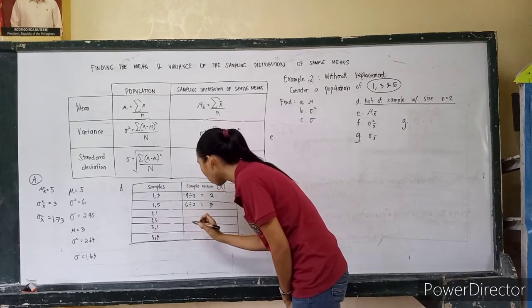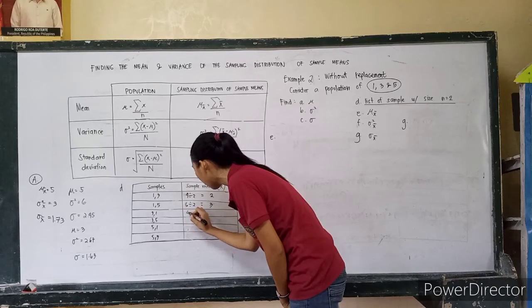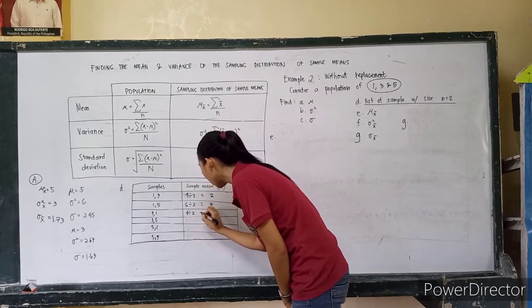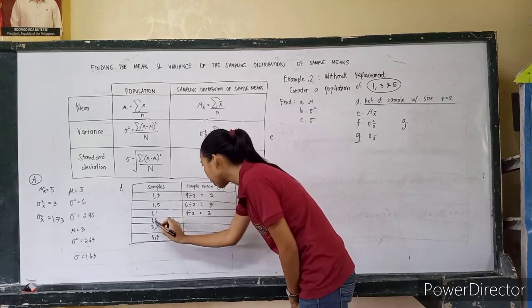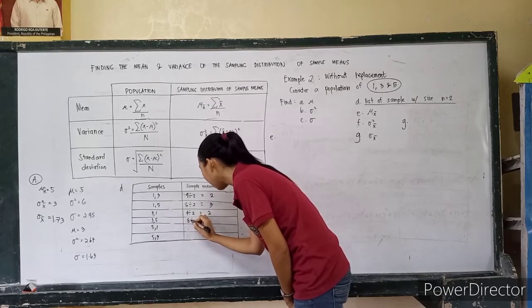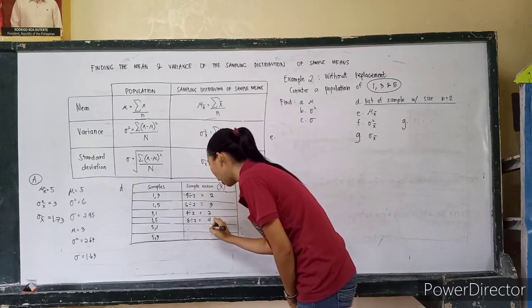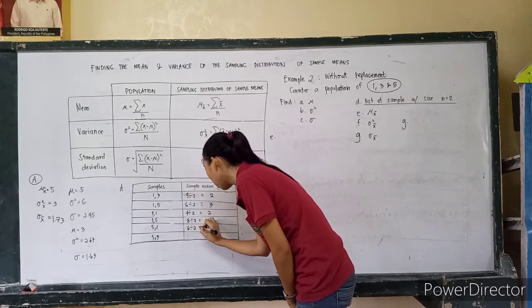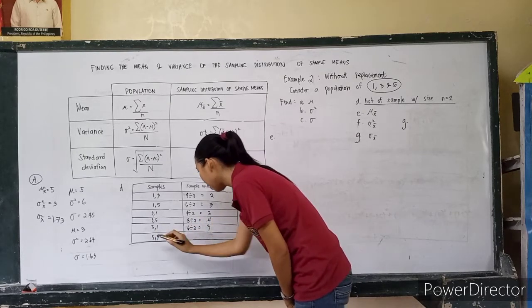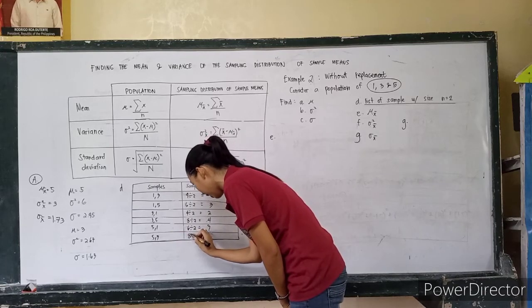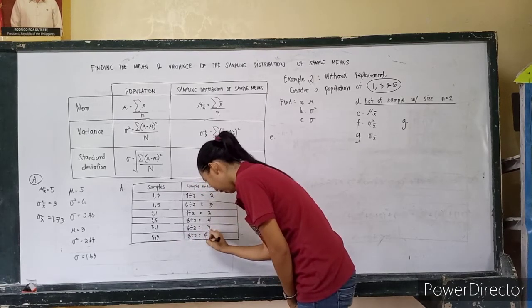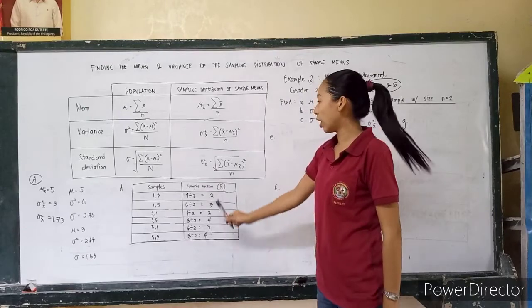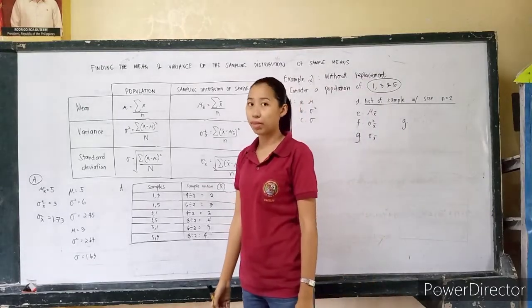Alright, next is 3 plus 1, that is 4, divided by 2, that is 2. Next is 3 plus 5, 8, divided by 2, 4. Next, 5 plus 1, that is 6, divide by 2, that is 3. And lastly, 5 plus 3 is 8, divide by 2, that is 4. So these are now your sample means.